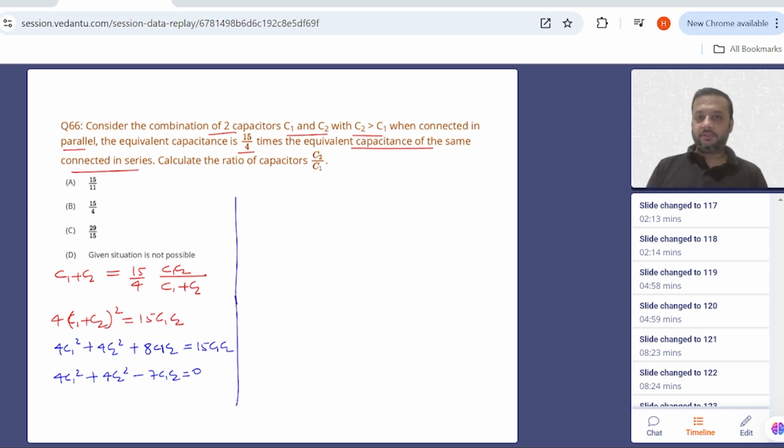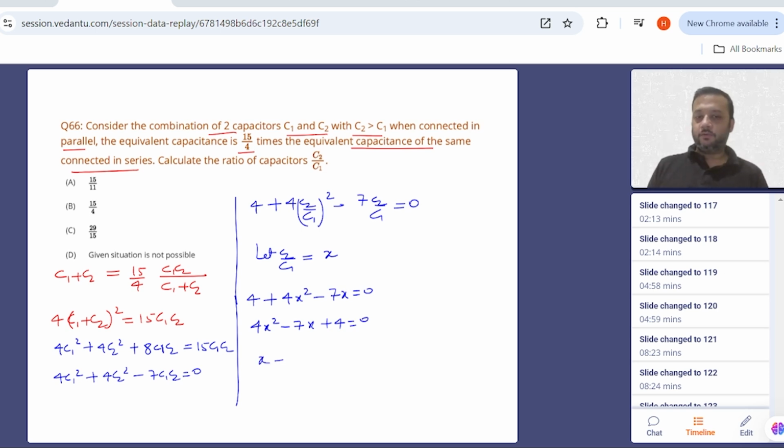If you divide the whole equation by C1 square, then we will get 4 plus 4 into (C2 by C1) square minus 7 into C2 by C1. Let C2 by C1 equal to some variable x. So we can say that 4 plus 4x square minus 7x is equal to 0, which is a quadratic equation.